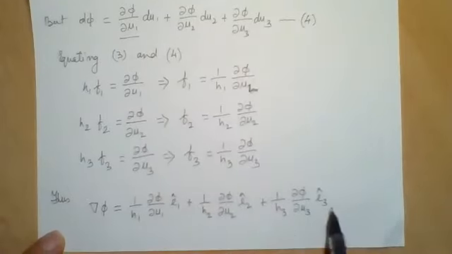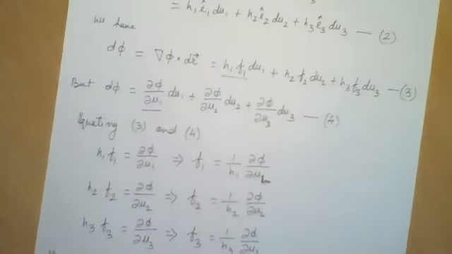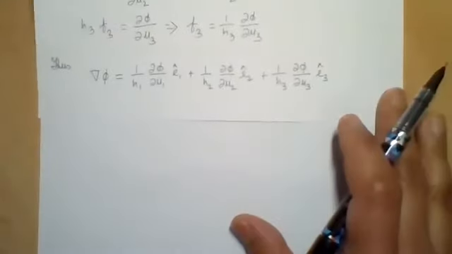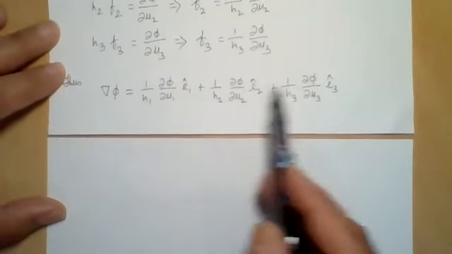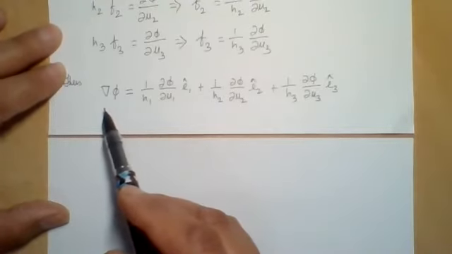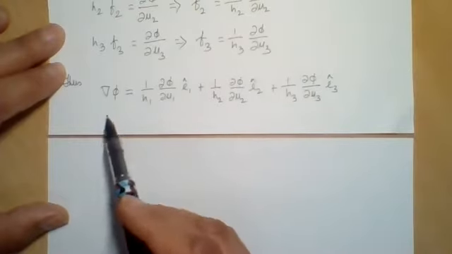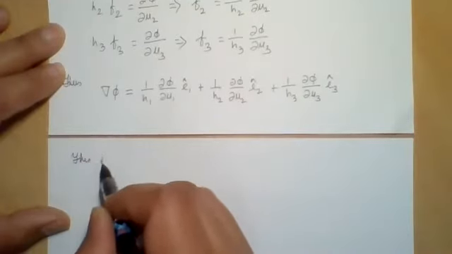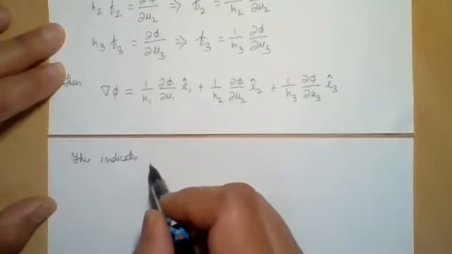Gradient phi is given by this expression. If I take phi common from these three expressions, then that indicates the operator equivalence of del. So let me write it here. From this expression, if I take phi common from the right hand side and consider only the expression for del, we get the operator equivalence.